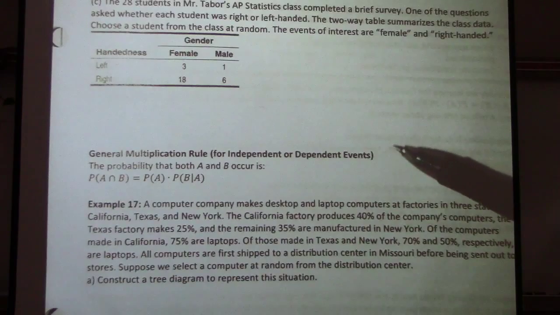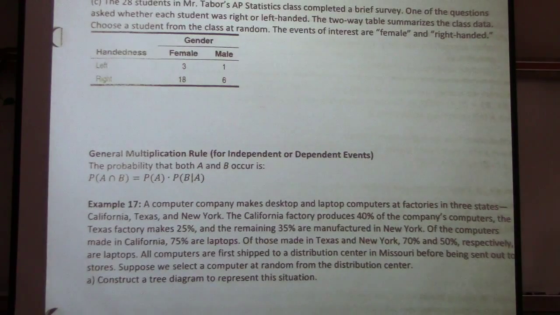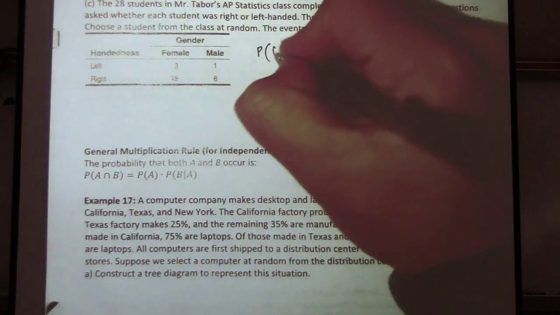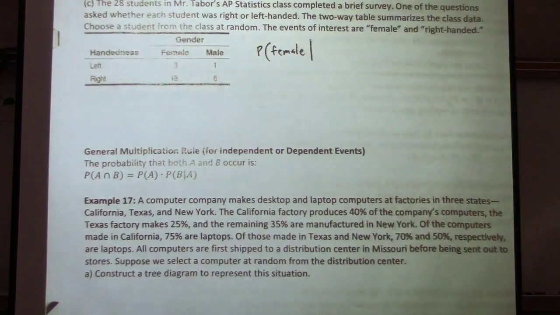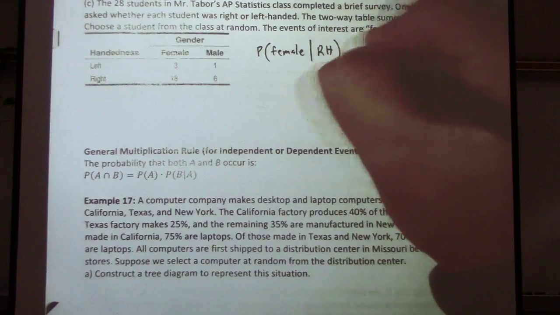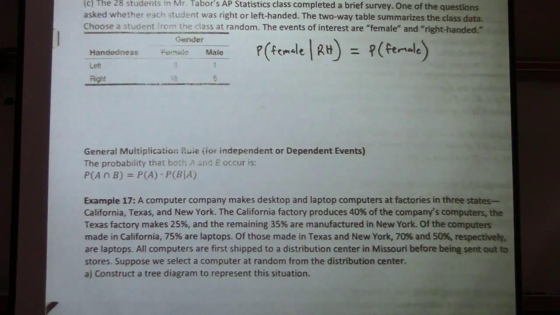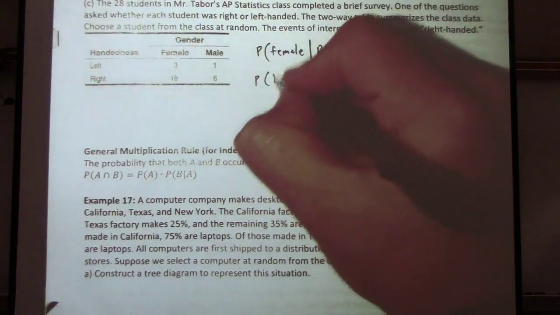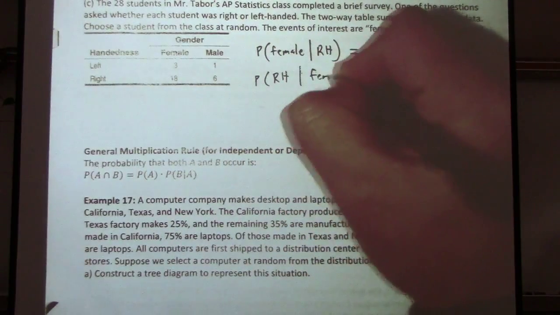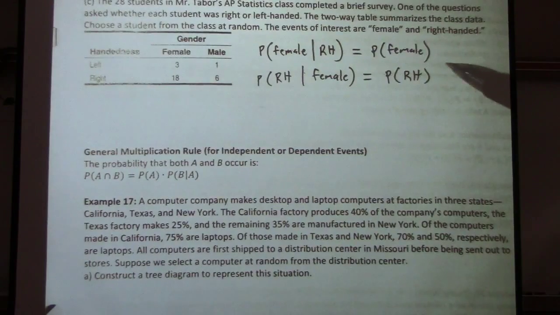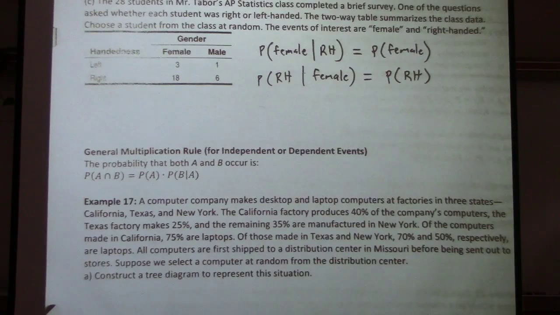In situations where it's hard to tell from the context, just actually check the definition. So we could check, is the probability of being female given you're right-handed equal to the probability of being female? And is the probability of being right-handed, given you're female, the same as the probability of just being right-handed? If these things hold true, then they're independent. If they don't, they're dependent.